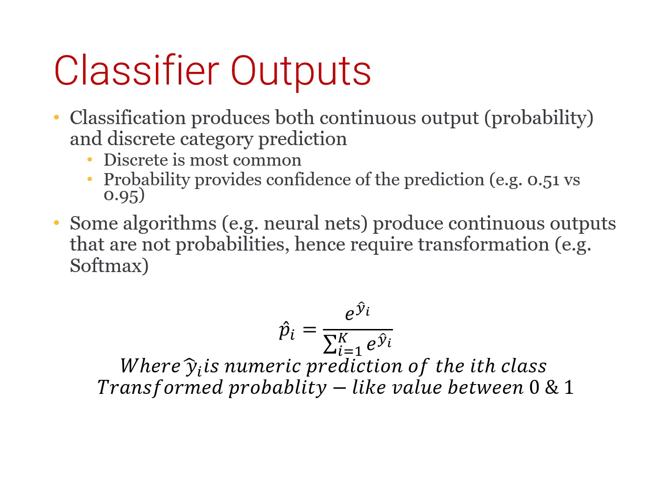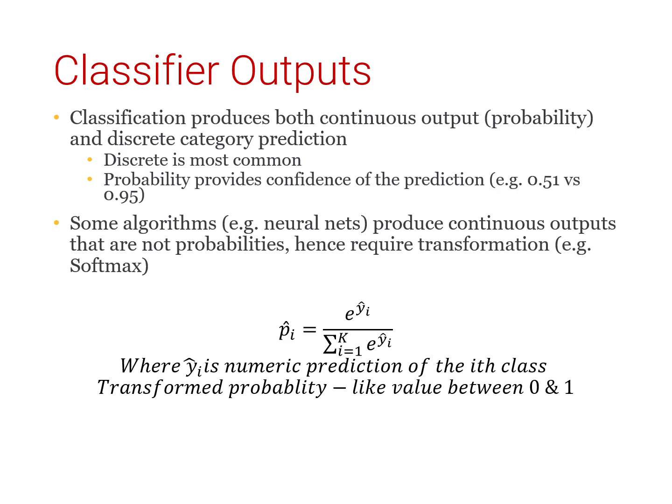These probabilities provide a measure of confidence for each predicted class. For instance, a classifier might assign a probability of 0.51 to class A and 0.49 to class B. This indicates that while the model predicts class A, it's not entirely certain, and there's a close call between the two classes. On the other hand, if the classifier assigns a probability of 0.95 to class A and 0.05 to class B, it suggests a much higher level of confidence in the prediction.